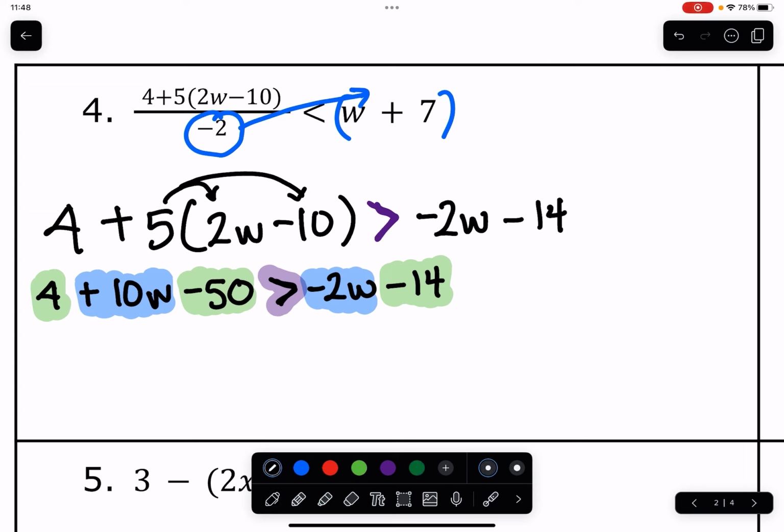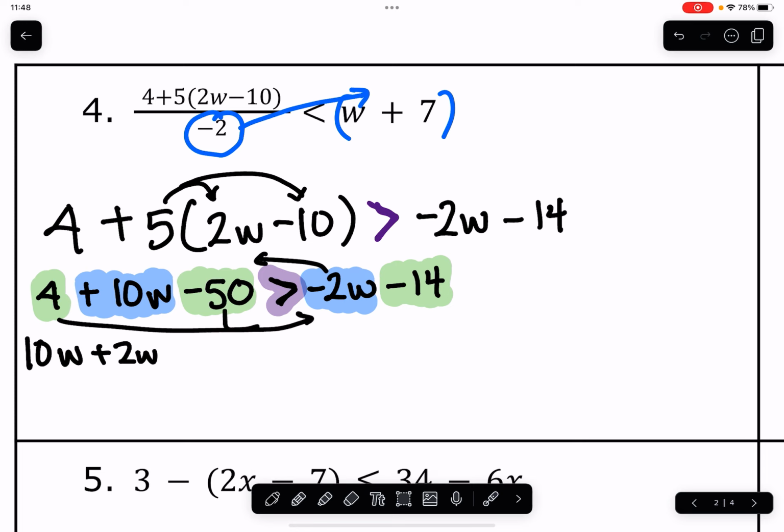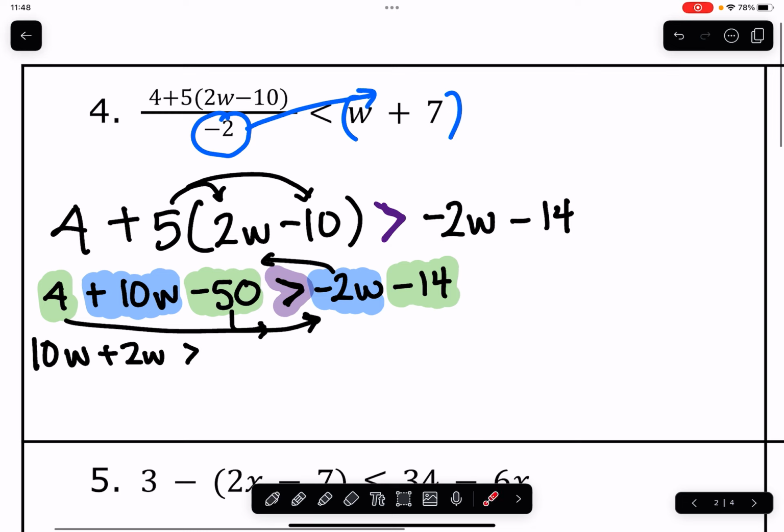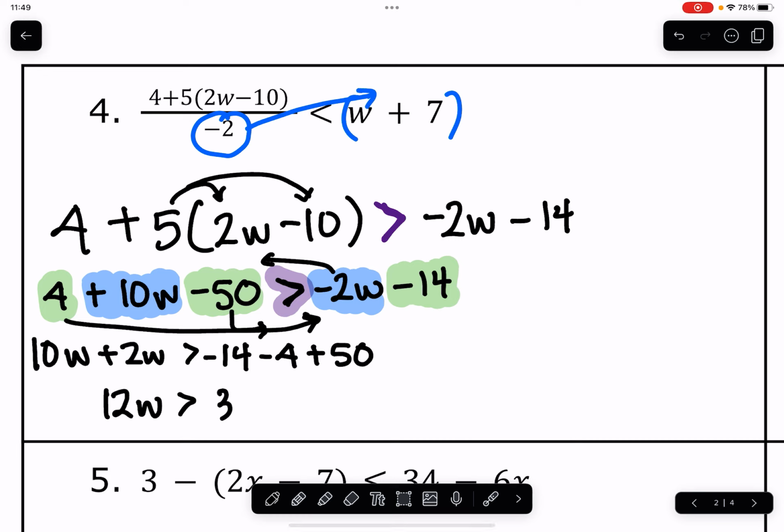So since 10 is already on the right side, that's not going to switch sign. That's going to stay as positive 10. However, the 2 needs to be moved over. So that's going to be positive 2w. The 4 along with the 50 need to be moved over. So that's going to change the sign. The 14 is already on the right side of this purple inequality, so it's going to stay as -14. However, the 4 is going to change to -4, and the 50 is going to change to positive 50. The left side simplifies to 12, and the right side is going to simplify to 32.